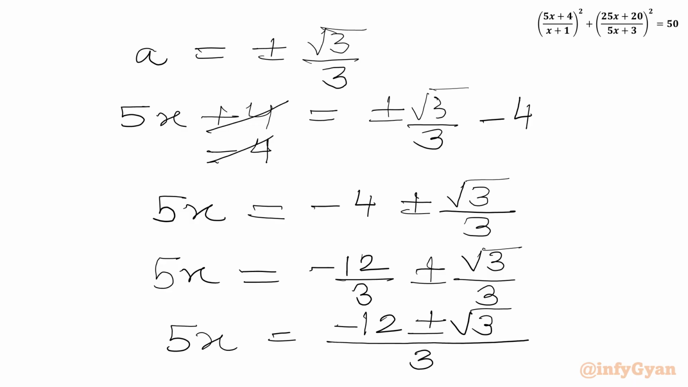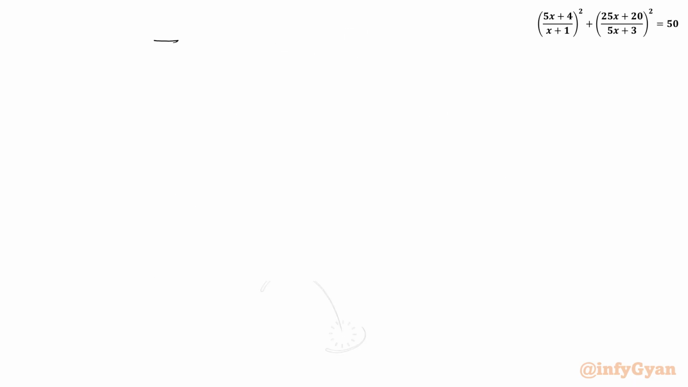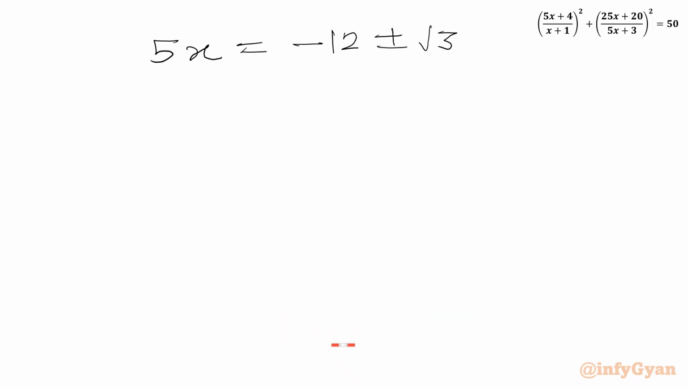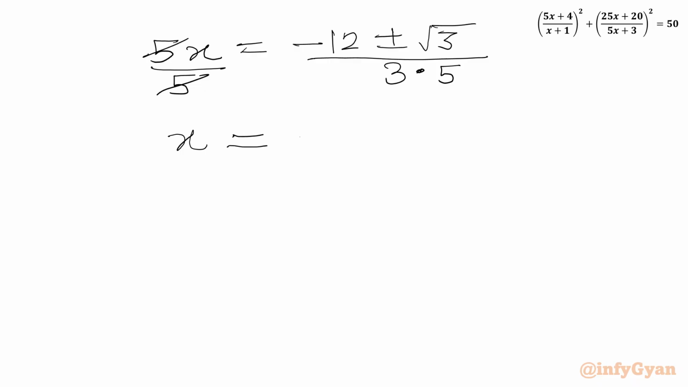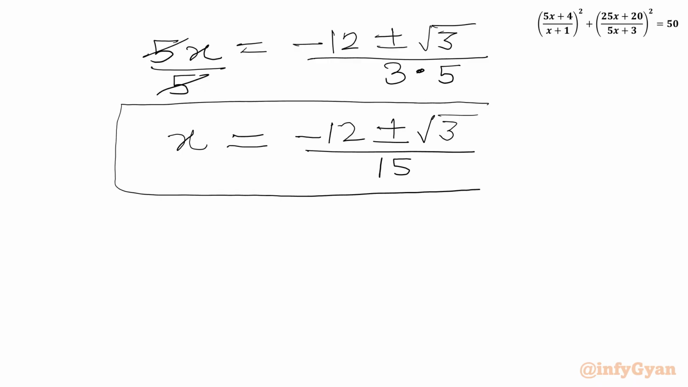Now we have to only divide both sides by 5. So I will write here 5x equal to minus 12 plus minus square root 3 over 3. Now we will divide both sides by 5. Now this 5 and 5 will cancel. We will get our final answer x equal to minus 12 plus minus root 3 over 15. We have in total 2 real solutions.